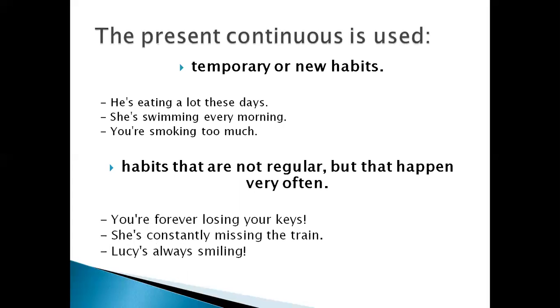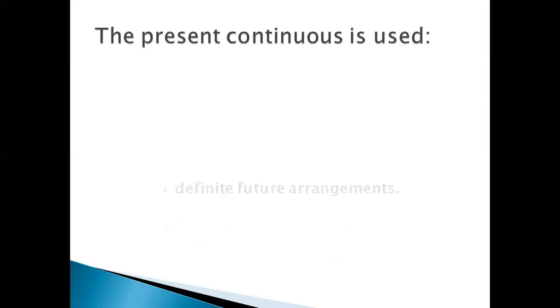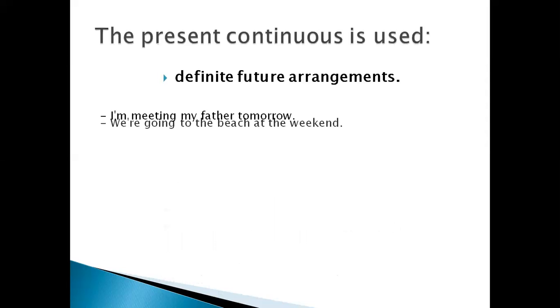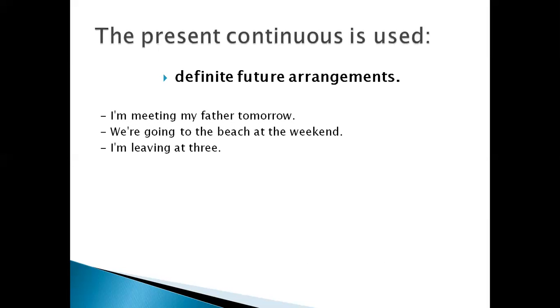The next, another present continuous use is for habits that are not regular but that happen very often. In this case, we usually use an adverb like always, forever, constantly. Often we use the present continuous in this way to talk about an annoying habit. You're forever losing your keys. She is constantly missing the train. Lucy's always smiling.